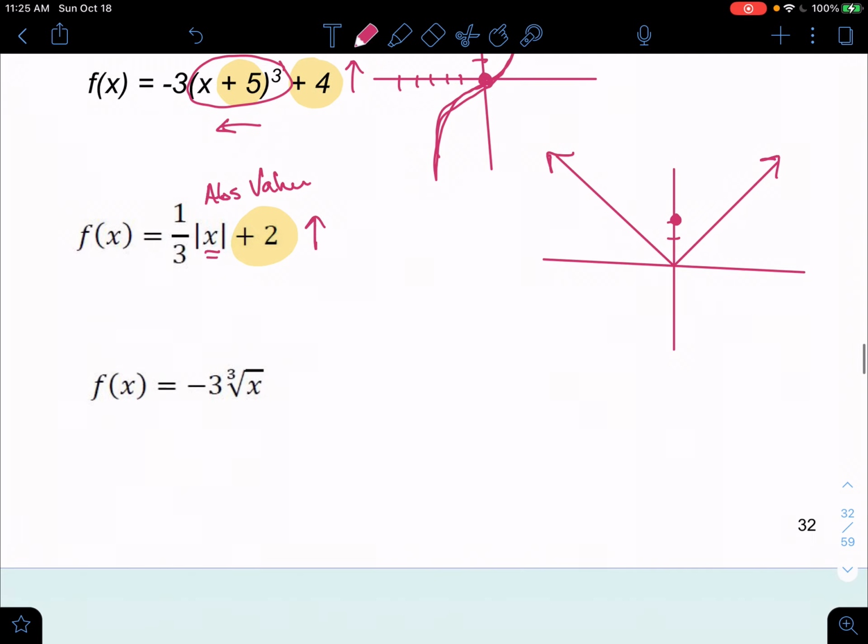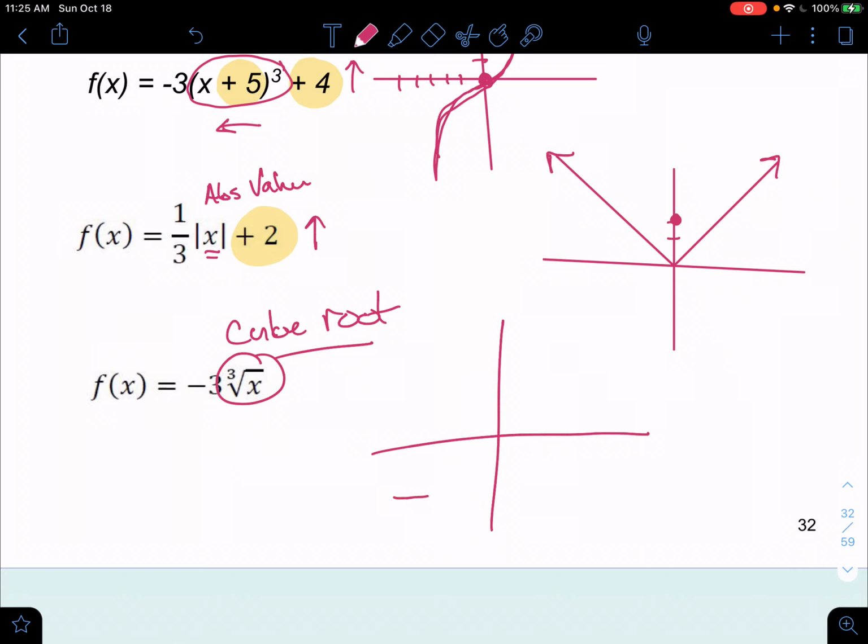And finally, we come over here to the cube root. For that cube root, again, our parent function looks like this S. Normal locator point is sitting right at the origin. And since we don't have anything that has been added to the outside or to the inside, our new locator point is actually going to sit at that exact same spot.